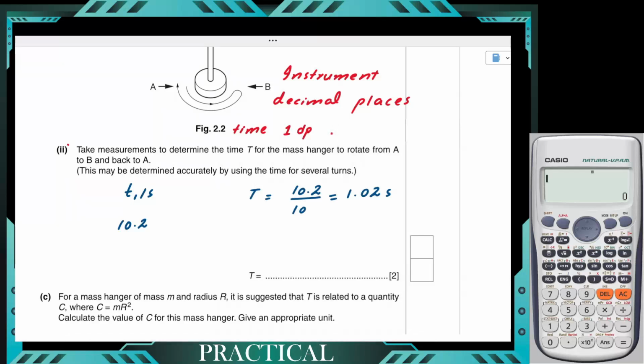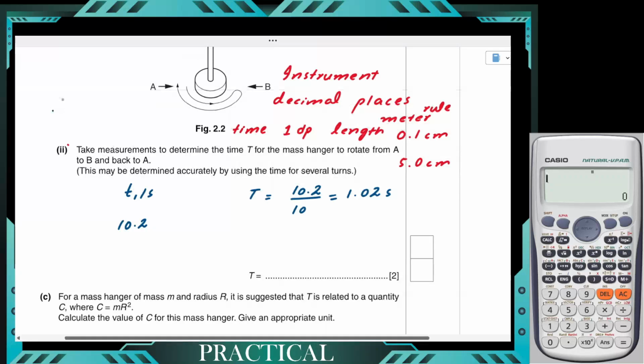And for length, whenever you take a reading through a meter rule, the most commonly used one, it has to be to 1 decimal place in centimeters. So for example, if you get a reading of 5 centimeters, you don't write it as 5 centimeters, you write it as 5.0 centimeters.